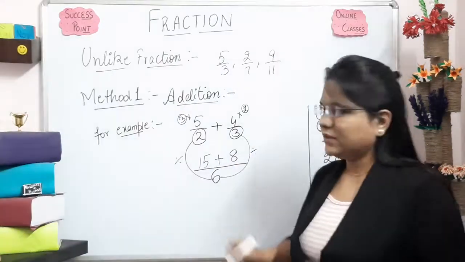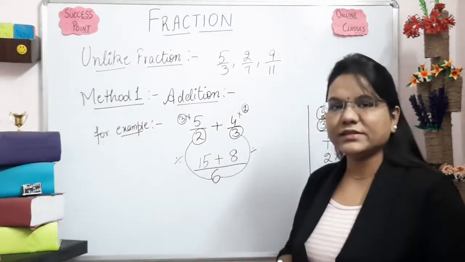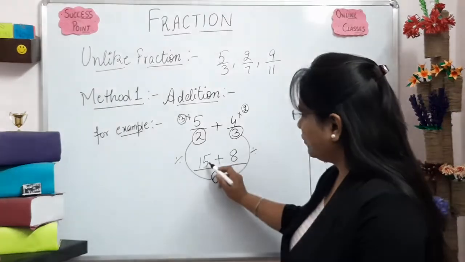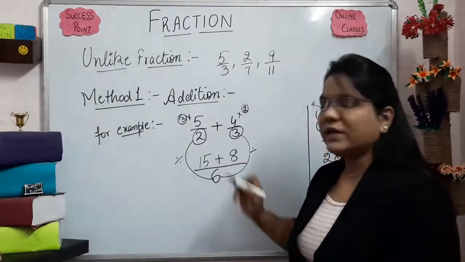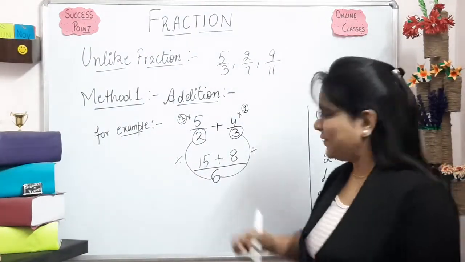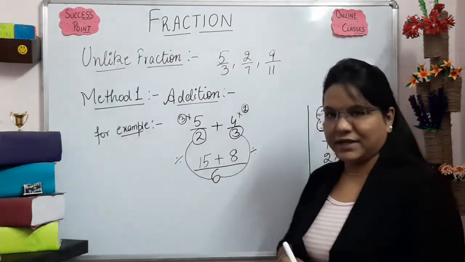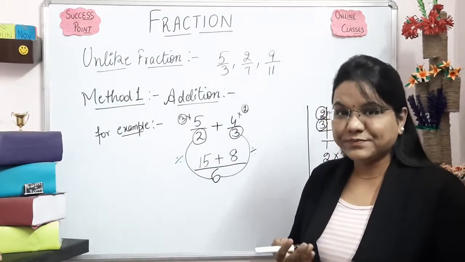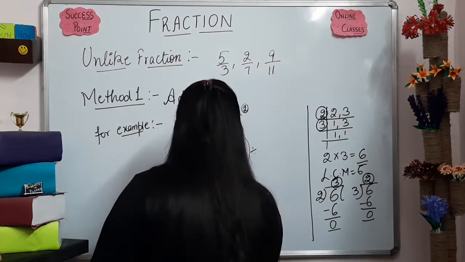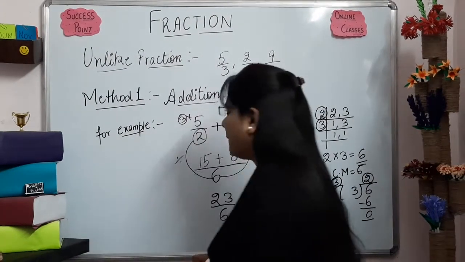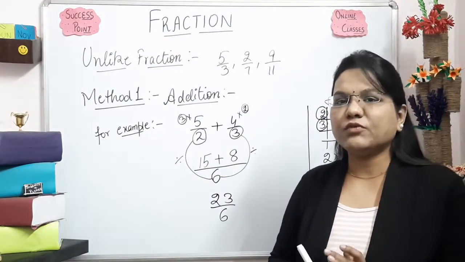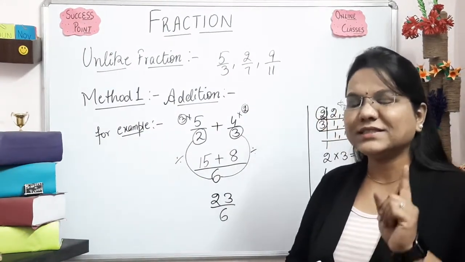Done. We have only two denominators, so we just divide them. Now what do we have to do? 15 plus 8. What is the sign between them? Plus. So that means we need to add them. 15 plus 8, what will be the sum? Correct. It will be 23. 23 by 6. This is the answer. Done. Now the second operation, that is subtraction.